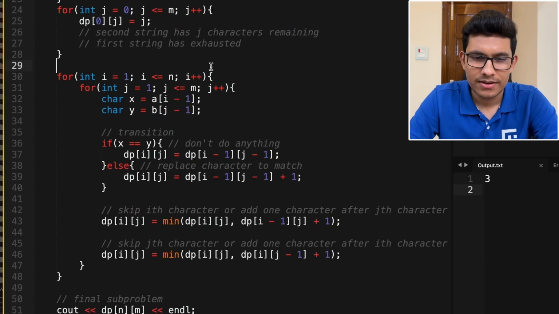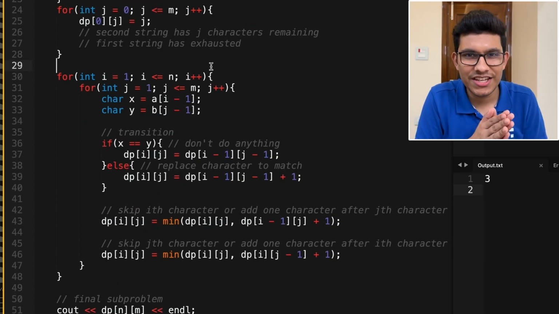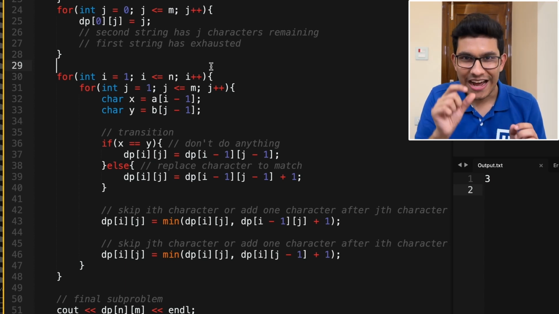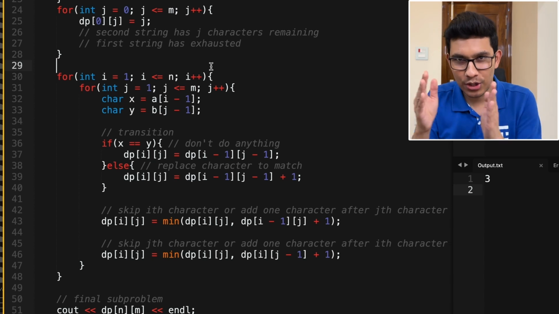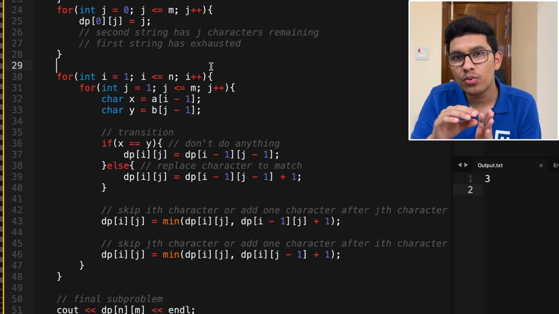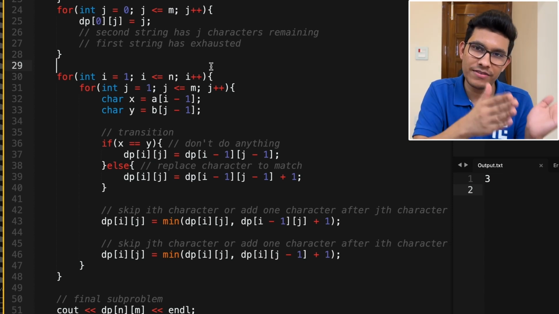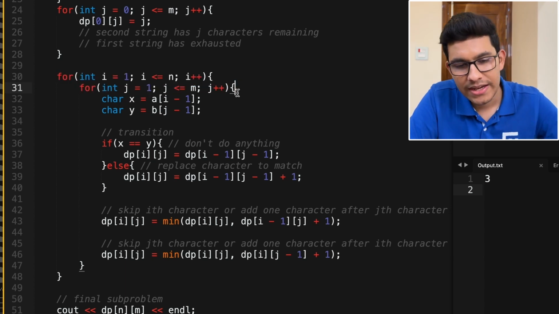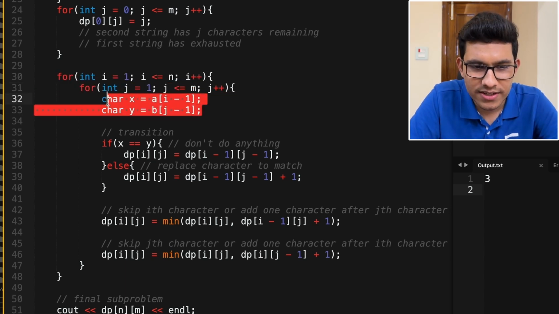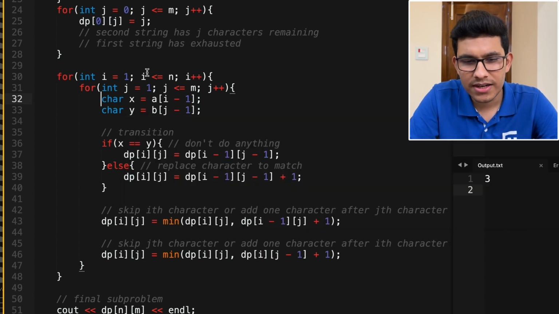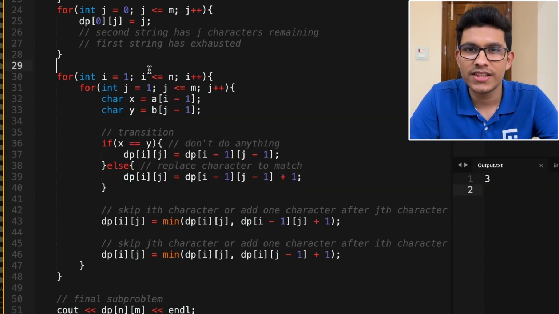Correct? Now it's pretty simple. You have dp of i comma j being dependent on dp of i minus 1, j minus 1, i minus 1, j, and i comma j minus 1. So essentially, i has to iterate from 1 to n because your current state is dependent on previous states. Similarly, j has to iterate from 1 to m, right? So this is the order of the for loops here. Next, I'm just extracting these two characters: not exactly the last character, but the ith character of A and the jth character of B.